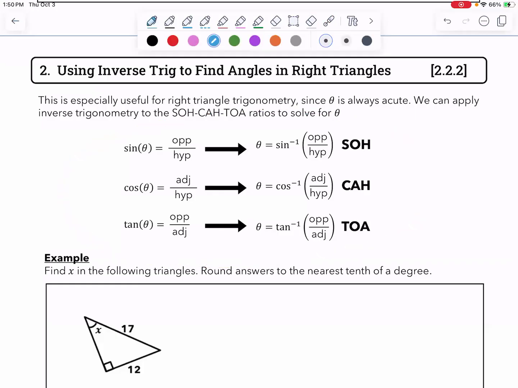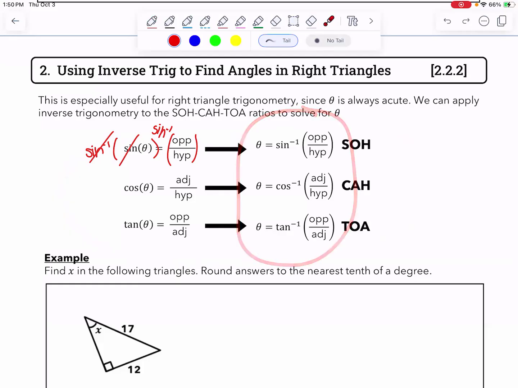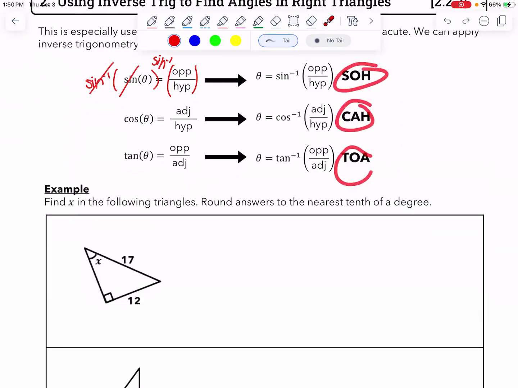So I've written these all out for you here. Technically, as long as we know that theta is acute, we could do something like take sine inverse on both sides. These sine and sine inverse would cancel, and you're left with theta is equal to sine inverse of opposite over hypotenuse. So I'm going to be jumping straight into these definitions as opposed to writing it like this and then taking sine inverse on both sides, just because it's quicker. So still our SOHCAHTOA, just that theta is equal to the inverse trig of whatever ratio it is.